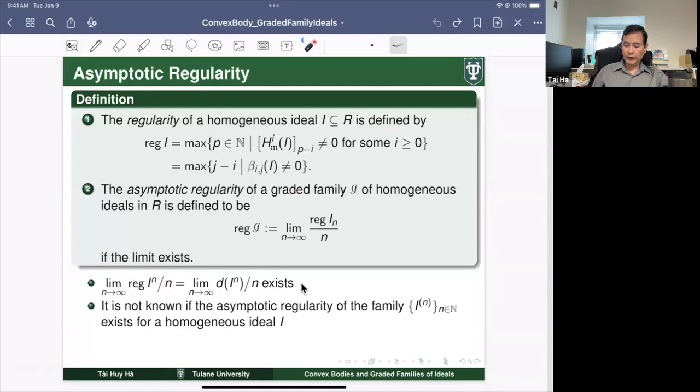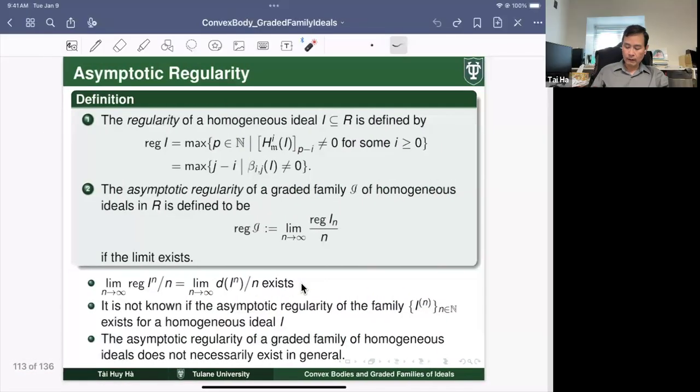However, for the family of symbolic powers of a homogeneous ideal, it's still an open question whether or not the asymptotic regularity exists. This is a question by Herzog, Hoa, and Trung in the early 2000s. Now, generally, we know that the asymptotic regularity of a graded family of homogeneous ideals does not necessarily exist. And we'll see an example now.